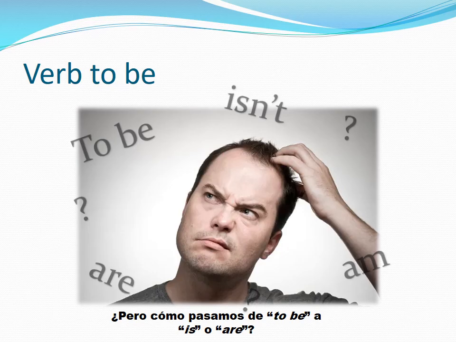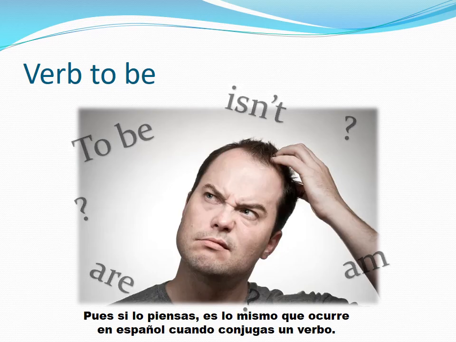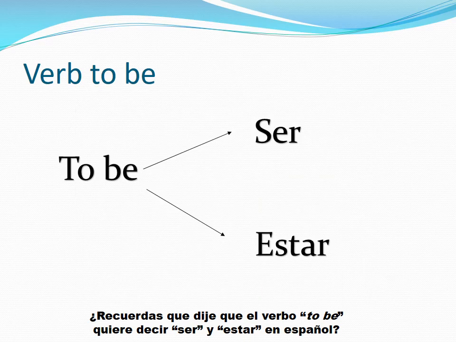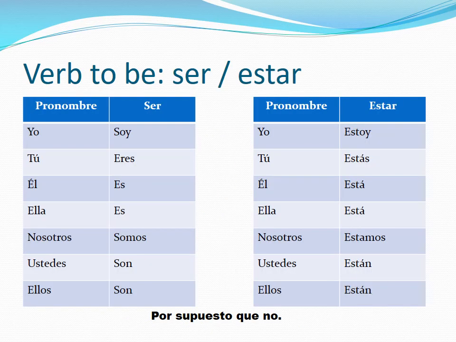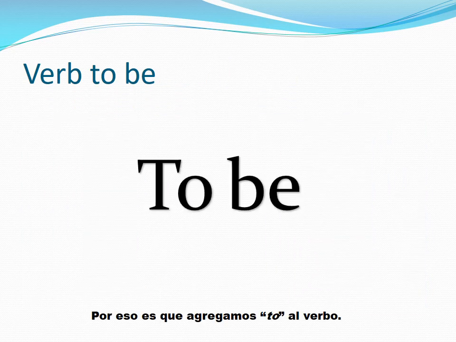So how did we go from to be to is or are? Well, if you think about it, it's the same thing that happens in Spanish when you conjugate a verb. Remember how I told you that the verb to be means ser and estar in Spanish? Well, you wouldn't really say yo ser feliz in Spanish, would you? Of course not. That's why we conjugate verbs. To be is just the infinitive form of the verb, just like ser and estar are the infinitive. That's why we add to the verb.